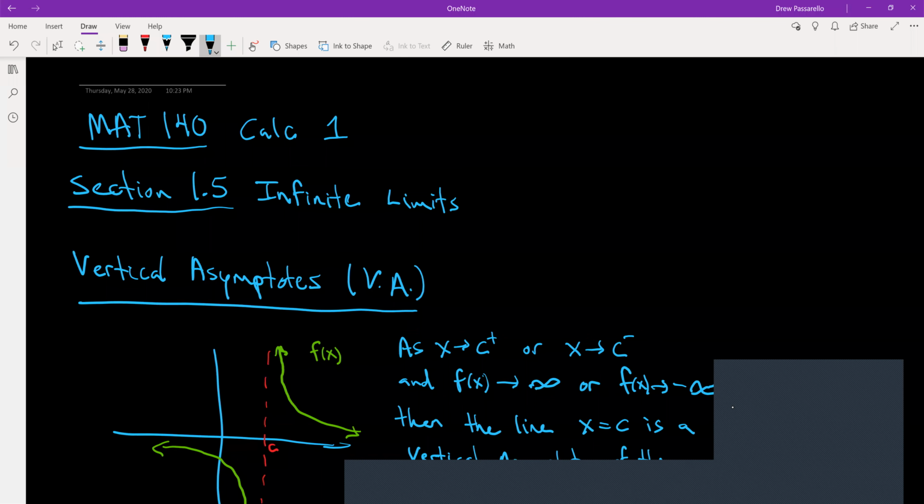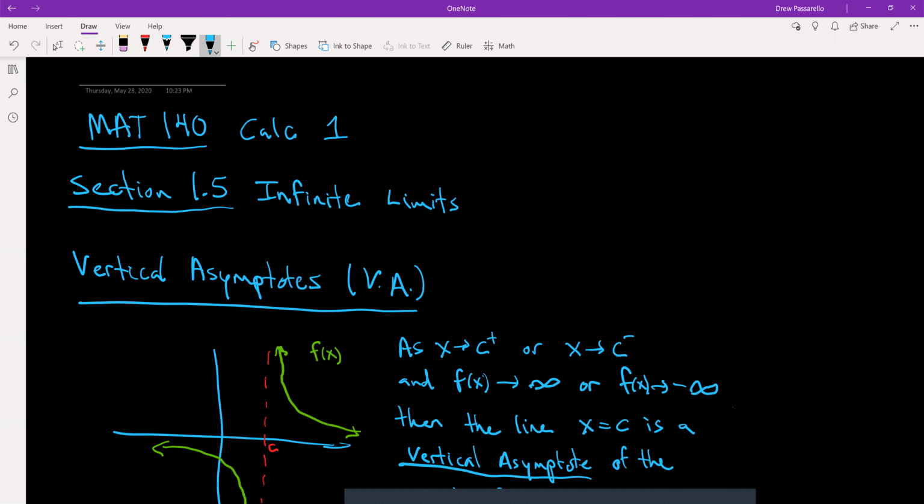All right, so this is section 1.5 dealing with infinite limits, and really infinite limits pertain to vertical asymptotes, which we've seen in previous math courses. It's just now we're going to give a formal connection with limits.